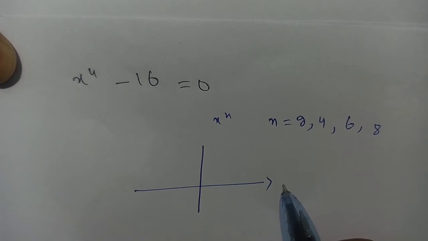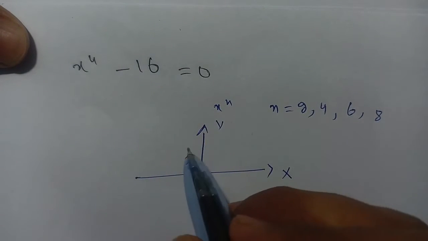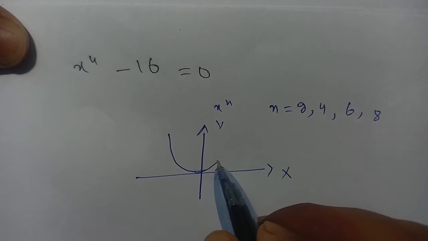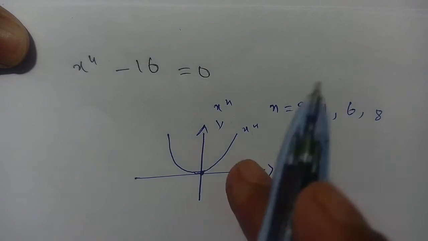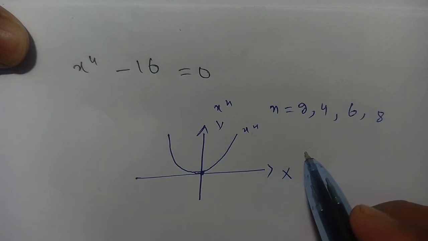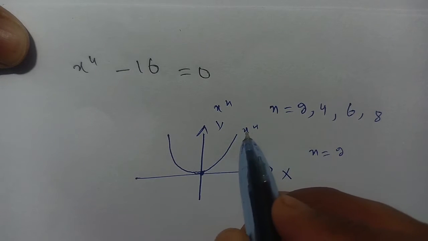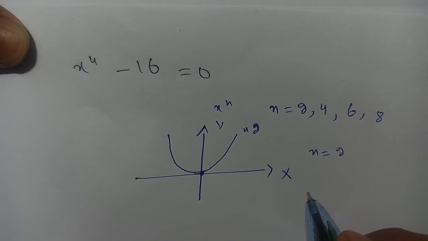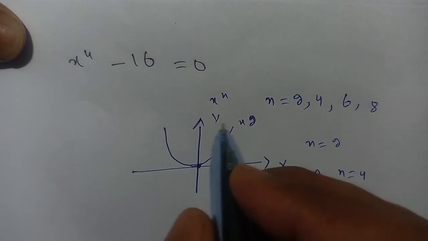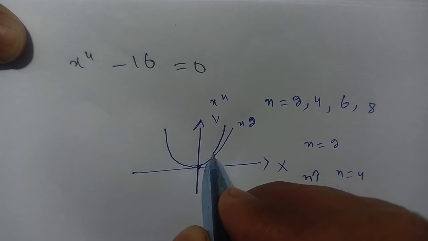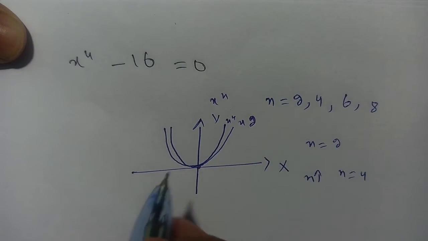Here are two axes, the x-axis and here the y-axis. Now we represent x power n just like this. X power n, when x is equal to 0, it points here where the x-axis and y-axis meet together. Now when n is equal to 2, its representation is this, x power 2. Now when we increase n, means that n is equal to 4, then it moves toward the y-axis, means that x power 4 representation is just like this.